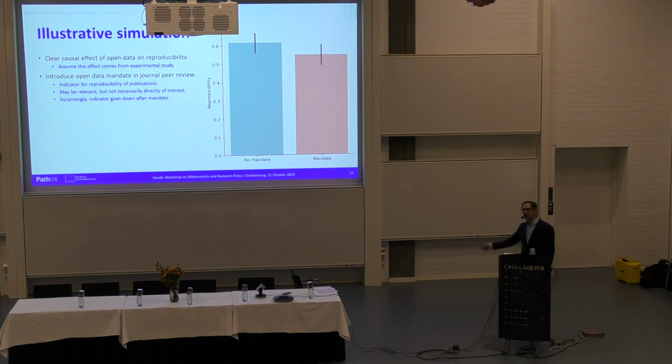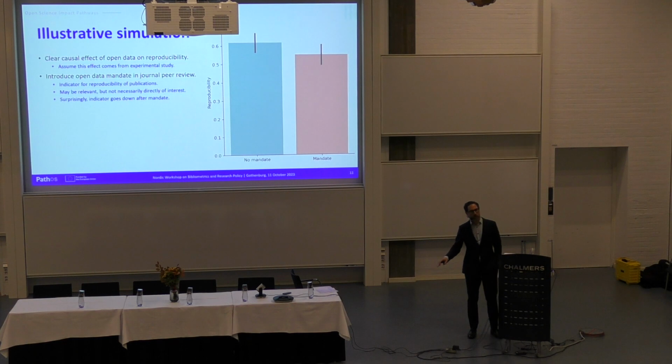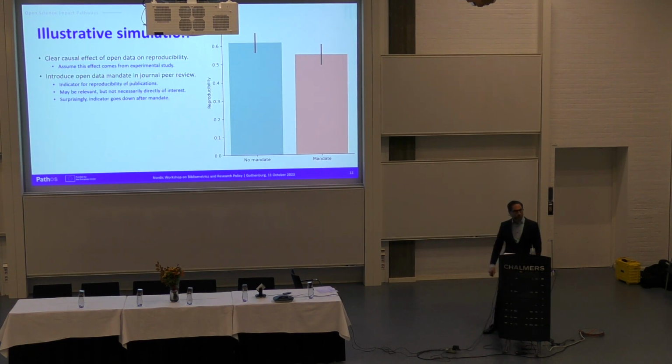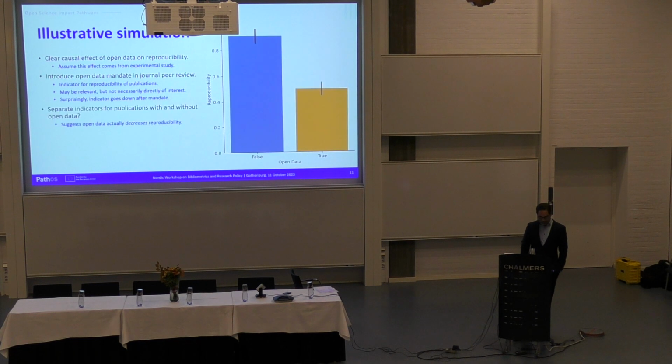And you might think, yeah, okay, but you're throwing everything on a pile. You shouldn't do that. You should prepare proper indicators for the open data publications and the non-open data publications, because perhaps something else changed, right? And that's why you should have these particular indicators of the effect of open data on reproducibility. Okay, so let's try to split it up. So we have an indicator of reproducibility for the open data and for the non-open data in the case of this mandate. And so what happens then? These are the indicators. Okay, so now I'm a bit puzzled.